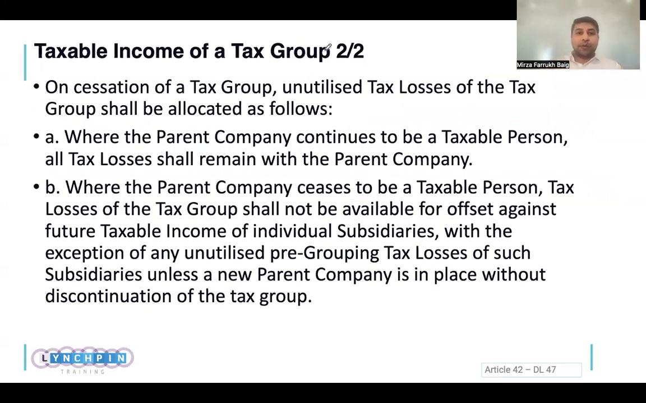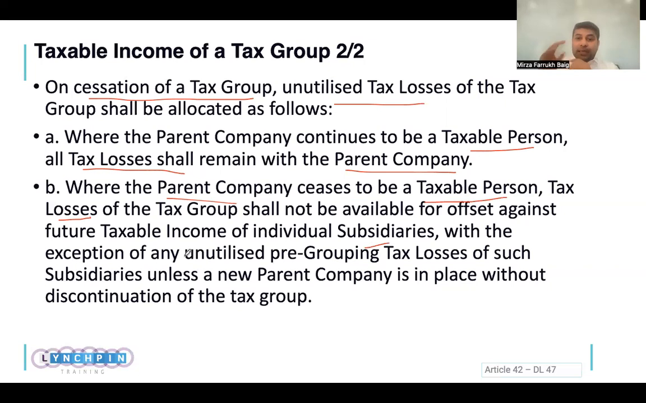And once the group is ceased, on cessation of a tax group, the unutilized losses, if we have any, when the parent company continues to be a taxable person, the losses would remain with the parent entity itself. And if we are degrouping, and the scenario is that the parent company ceased to be a taxable person, in that case, the tax losses will not be available to offset against the future income of individual subsidiaries.